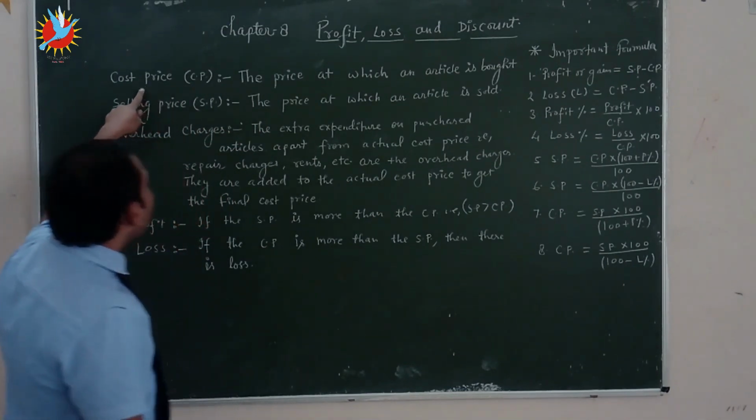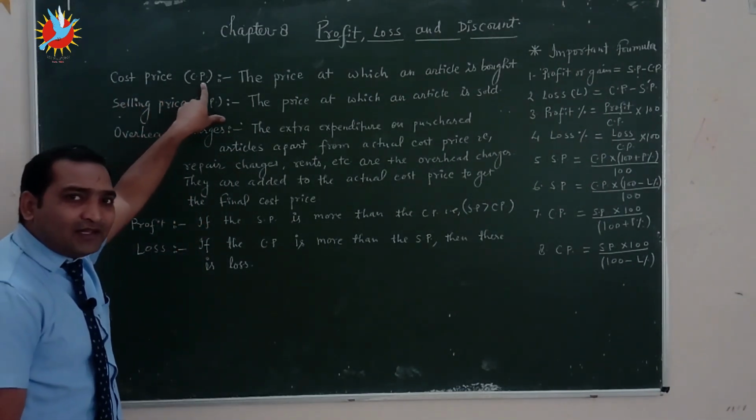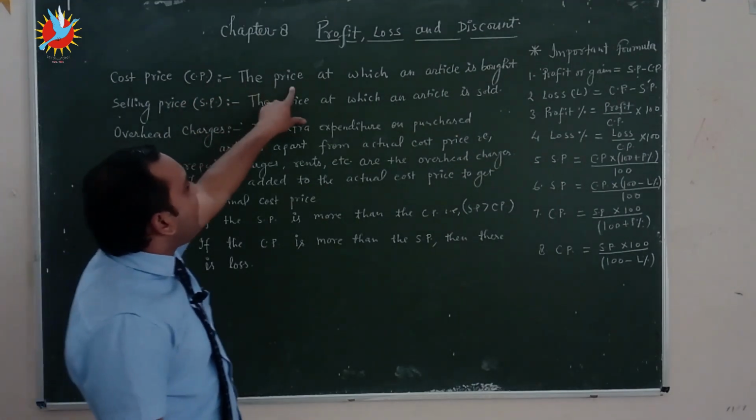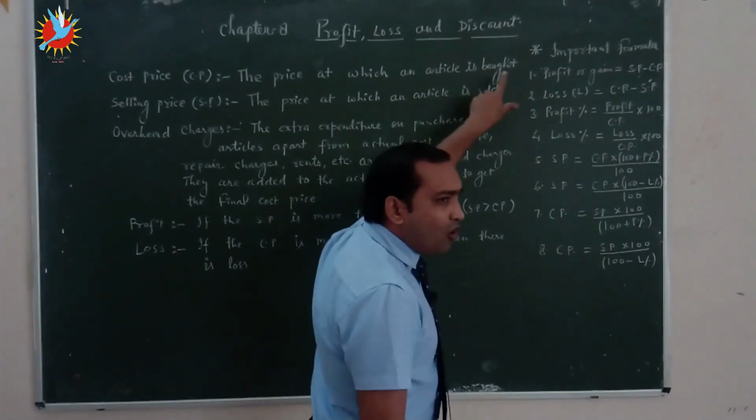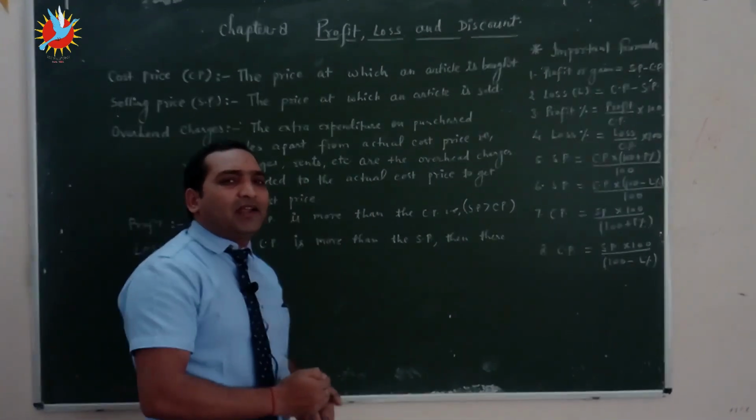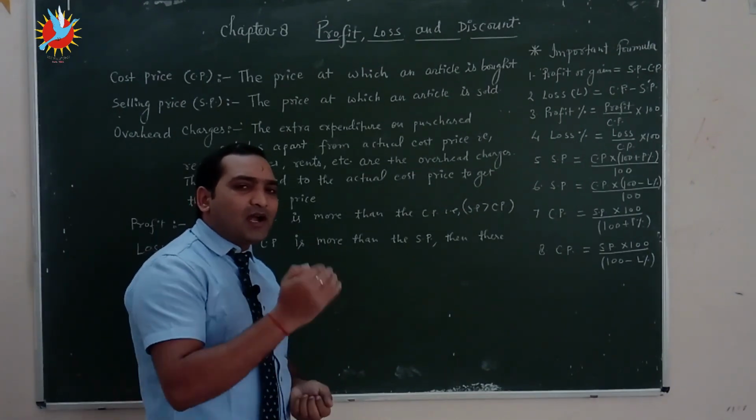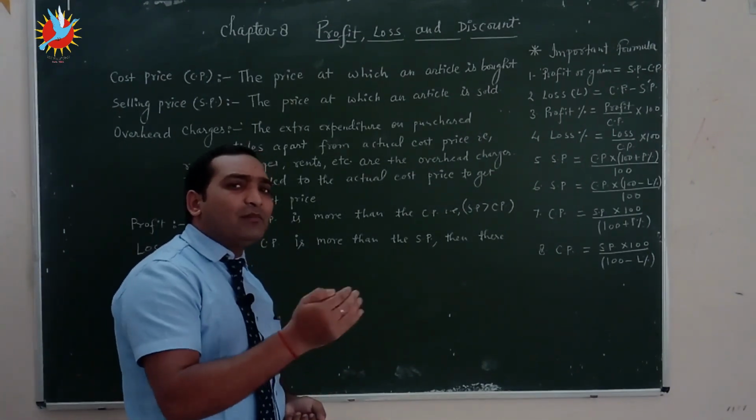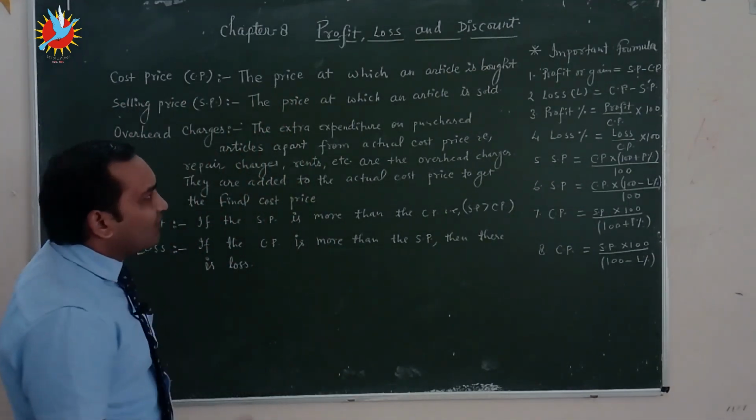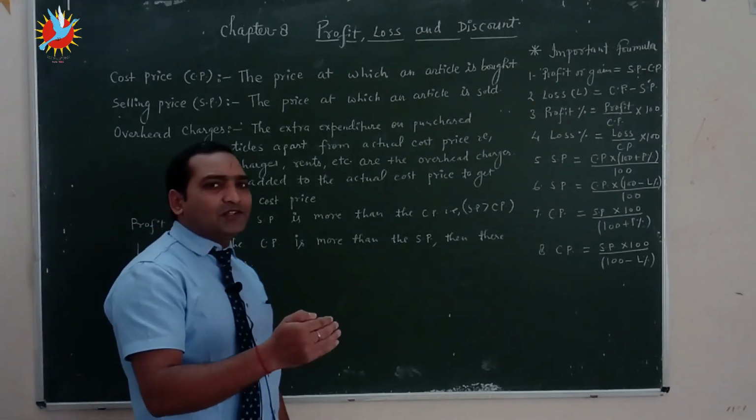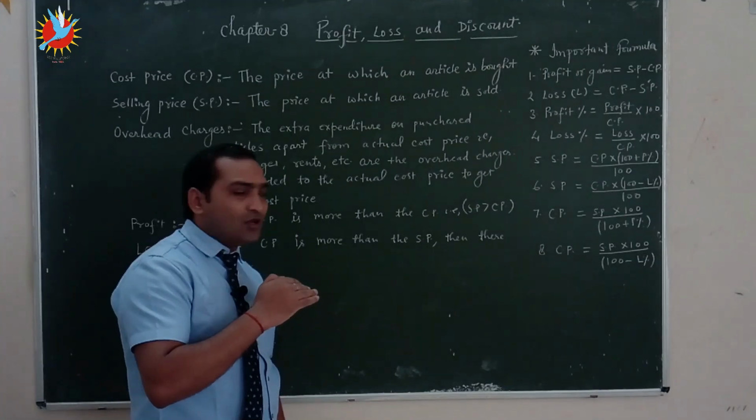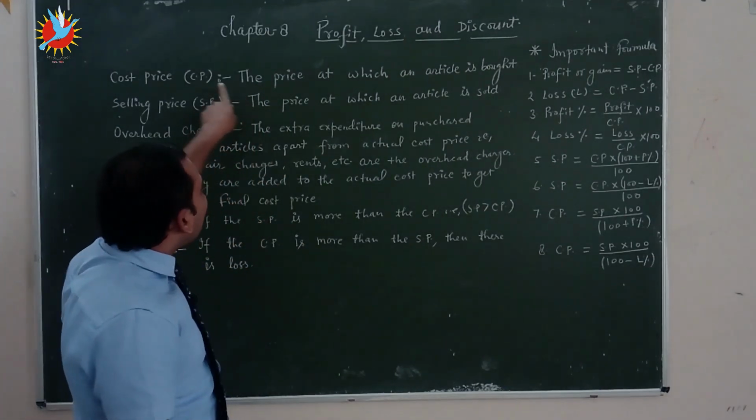Once again, cost price is denoted by CP. C means cost, P means price, the price at which an article is bought. It means when we purchase any article at a certain rate, that rate is called the cost price. Consider we purchase a cell phone for 10,000 rupees, so that is our cost price.